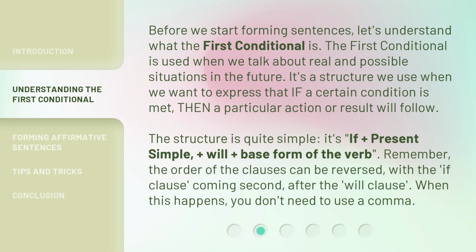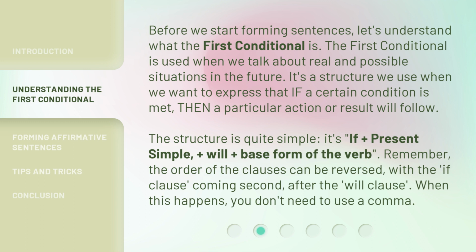Before we start forming sentences, let's understand what the first conditional is. The first conditional is used when we talk about real and possible situations in the future. It's a structure we use when we want to express that if a certain condition is met, then a particular action or result will follow.